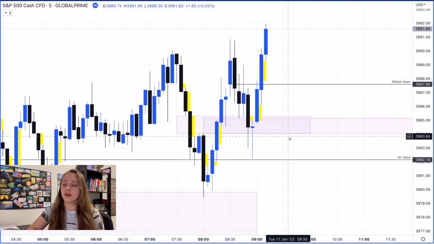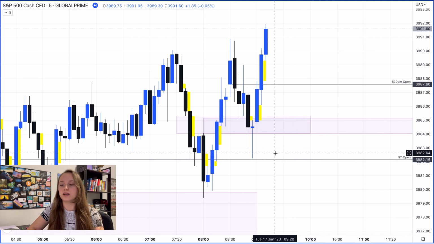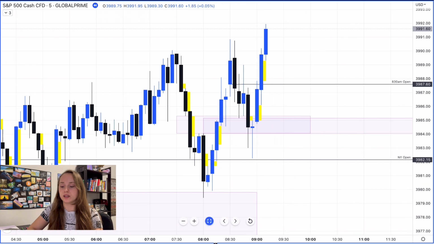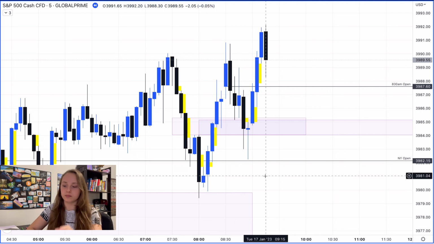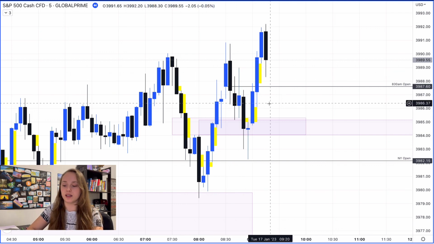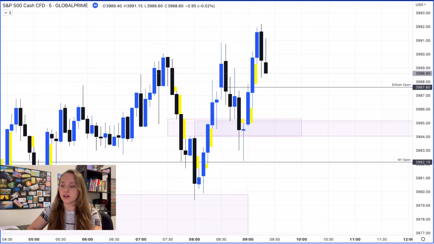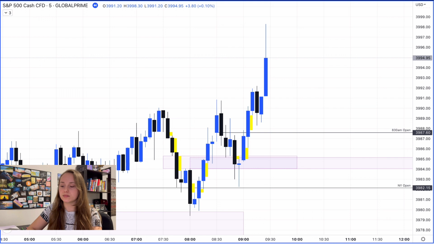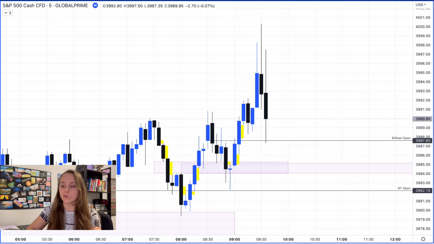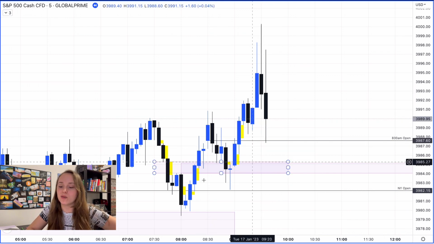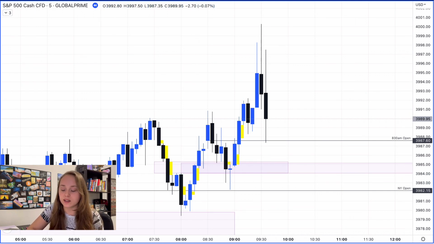I'm just going to speed up a little bit. I think I took the trade around 9:45. But it's kind of cool because look at how well it respected these two fair value gaps and this fair value gap right here on the 5-minute.